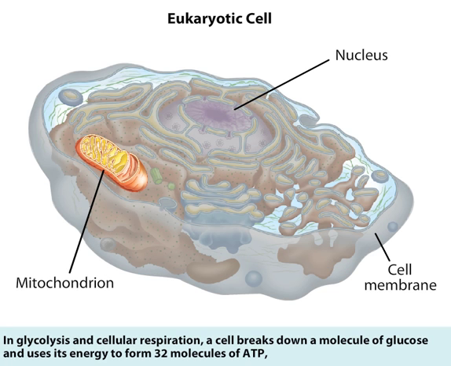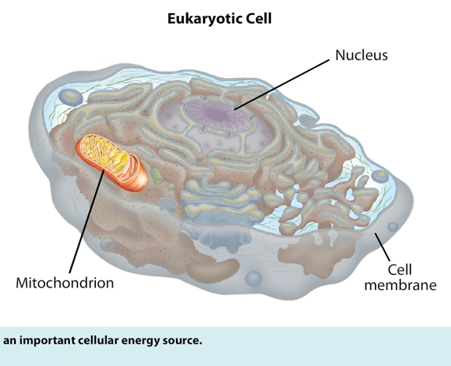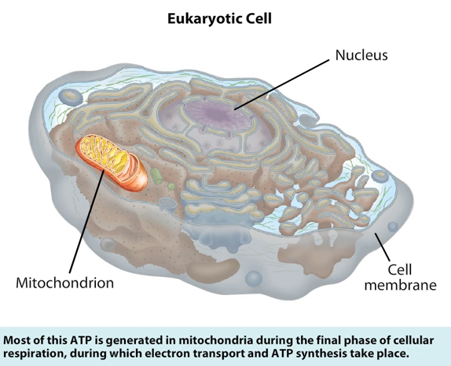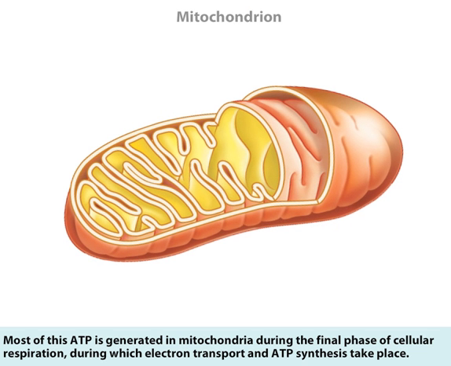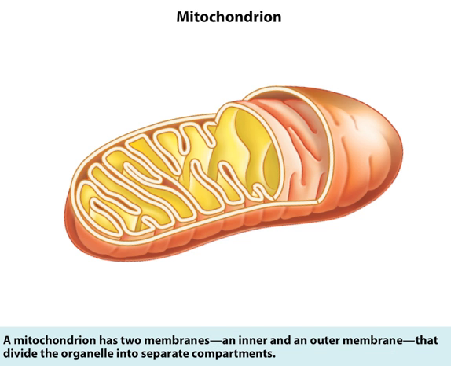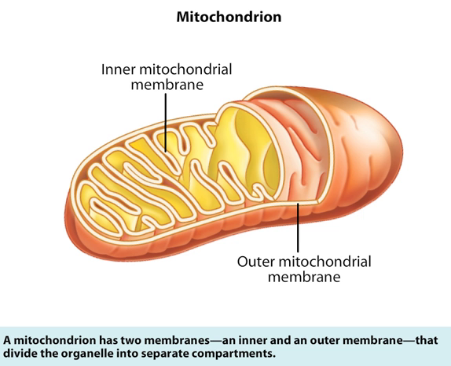In glycolysis and cellular respiration, a cell breaks down a molecule of glucose and uses its energy to form 32 molecules of ATP, an important cellular energy source. Most of this ATP is generated in mitochondria during the final phase of cellular respiration, during which electron transport and ATP synthesis take place. A mitochondrion has two membranes, an inner and an outer membrane, that divide the organelle into separate compartments.